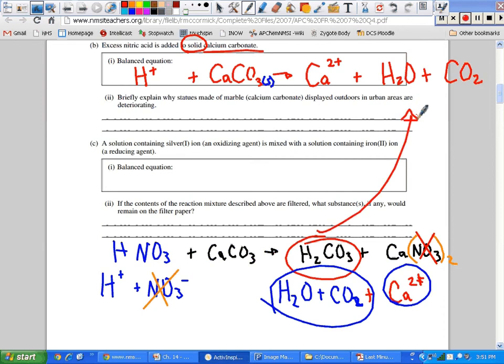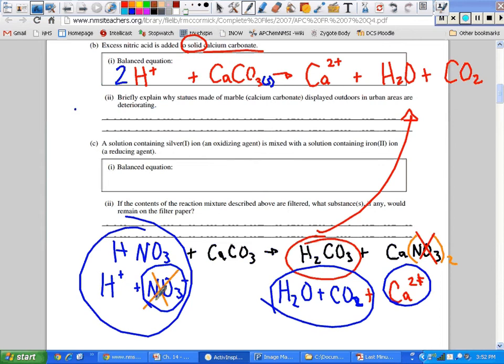So why is it H+? Nitric acid, all strong acids are written as dissociated. And what can you do with nitrates? Cross them off. Why is this written as a whole thing? Why isn't it broken up? It's a solid. Always write solids and gases together. Over here, the calcium nitrate is broken down into just calcium ion because the nitrates can be crossed off. And again, carbonic acid, break it up.